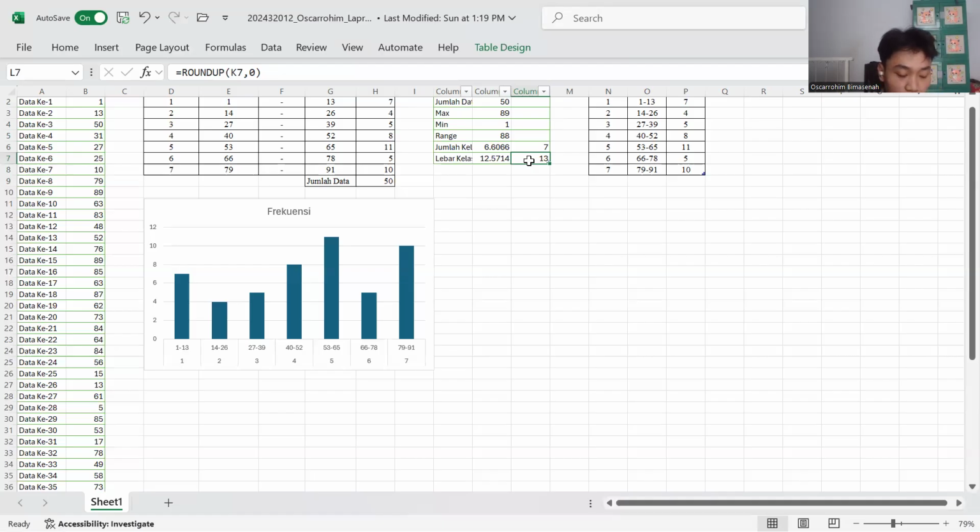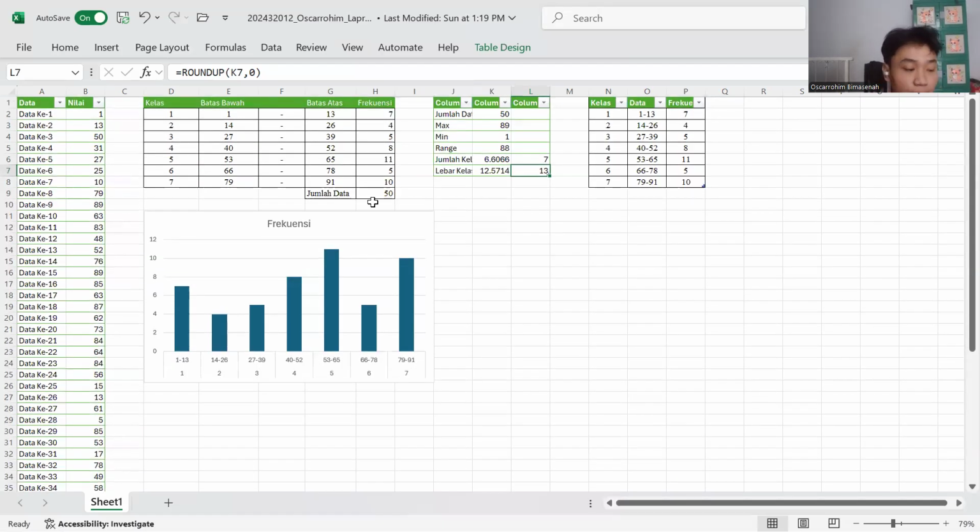Next is the class boundaries. The first class starts at the minimum value, which is 1, and ends at 13. The second class starts at 14 and ends at 26, and so on until the last class, which ranges from 79 to 89.